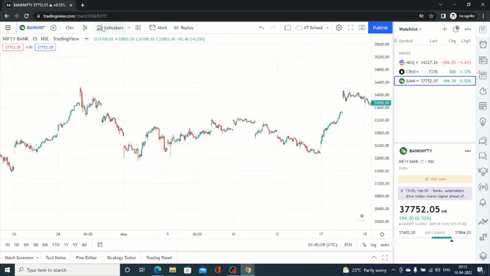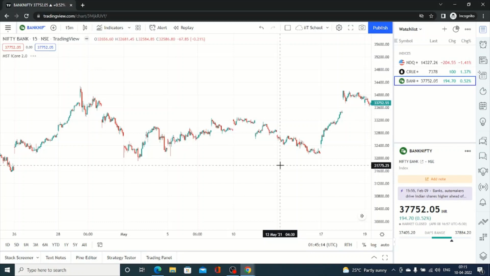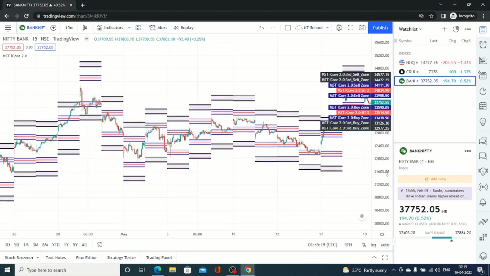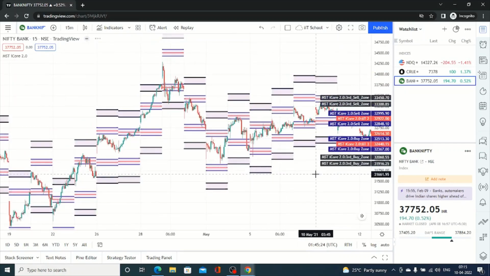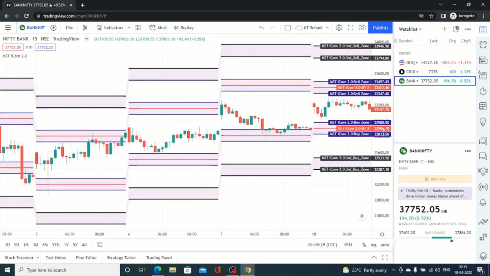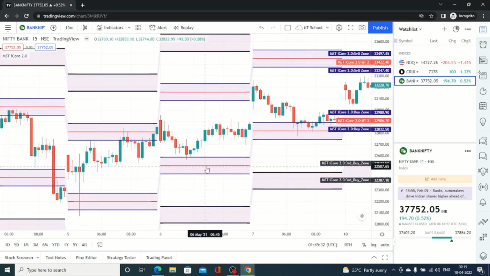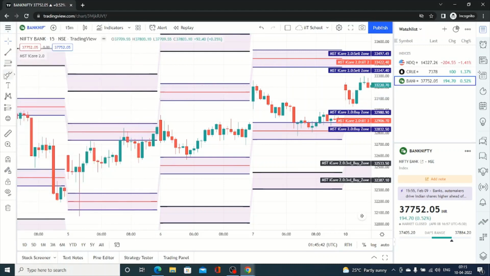So now I'm adding my indicator, MST iCore 2.0. Yeah, see here, it is available. The lines are not changed. I'll show you some example. See here, it is on 6th May 2021. Yeah. So here exactly market has come down to buy entry.